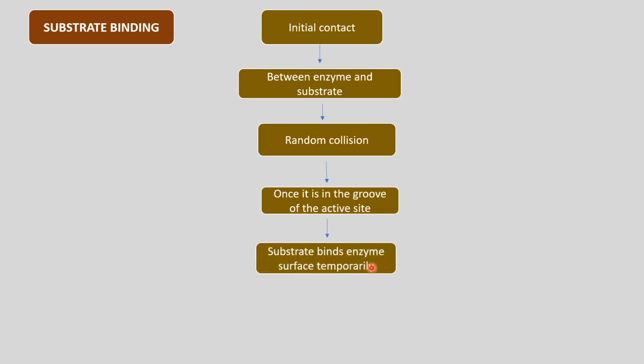After this random collision, once the substrate is in the groove of the active site, the substrate will bind to the enzyme surface temporarily. So once it is in contact with the enzyme, in the groove, the pocket of the active site of the enzyme, this substrate will bind to the enzyme surface temporarily. By temporarily, I mean that weak bonds will be formed. These weak bonds are hydrogen bonds and ionic bonds. These are weak bonds and can be broken down easily. So that is why it is mentioned that substrates bind to the enzyme surface temporarily.